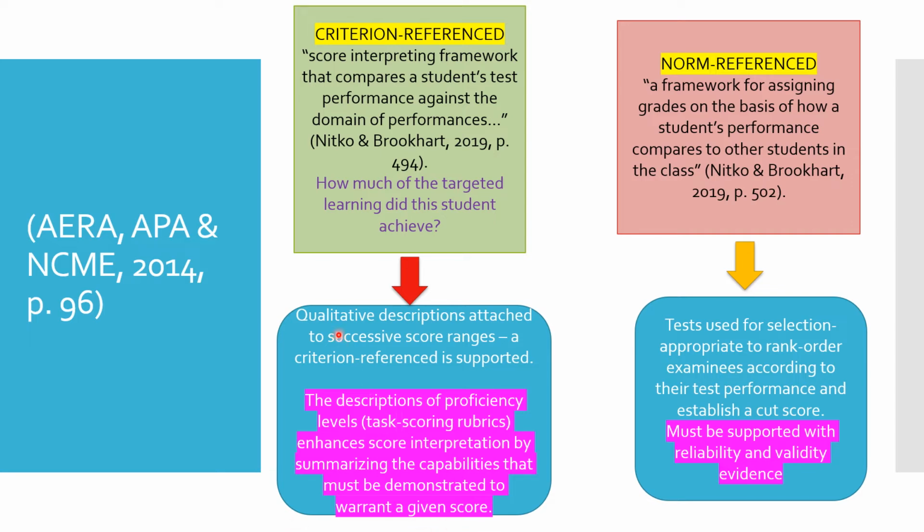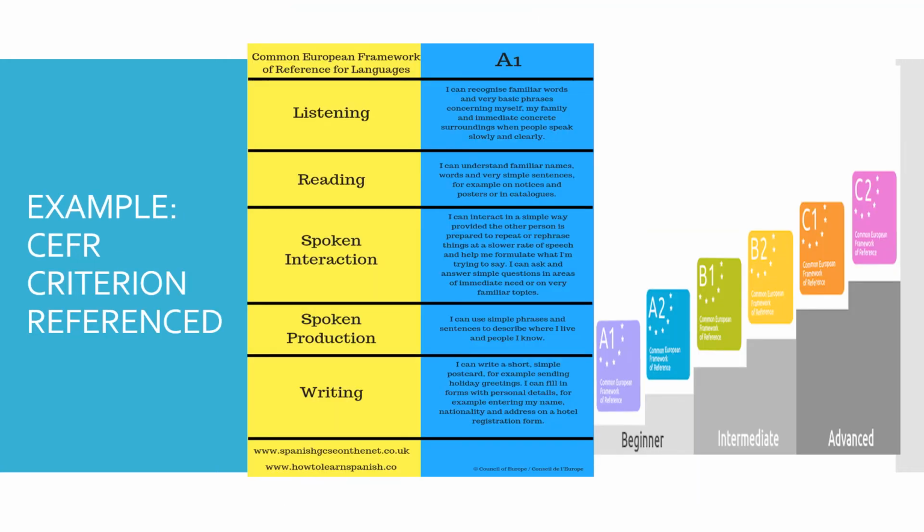So criterion reference is really performance standards, where you have your criteria, you have your performance level labels, performance level descriptors. This is an example taken from one of the standards for Spanish according to the Common European Framework of Reference for Languages. So here we can see beginner is A1 to A2. We have intermediate and advanced. This here is your performance level label, and this is the descriptor here. So someone who is at A1 for listening, this person should be able to recognize familiar words and basic phrases concerning myself, my family, immediate concrete surroundings when people speak slowly and clearly.